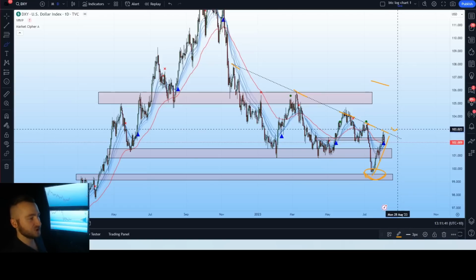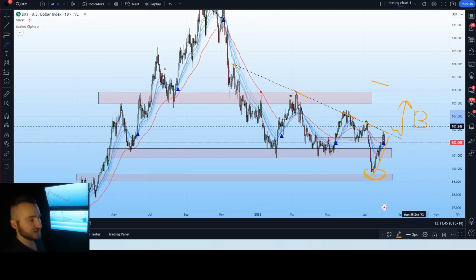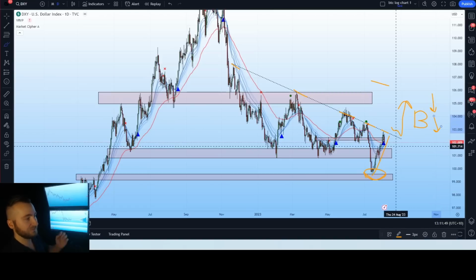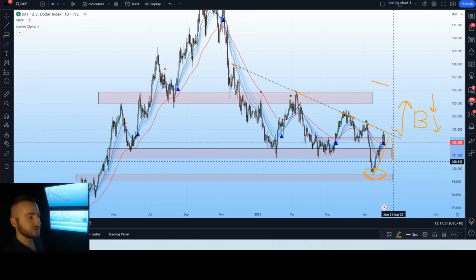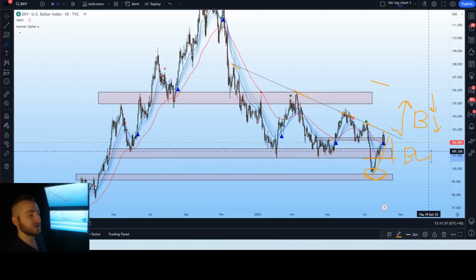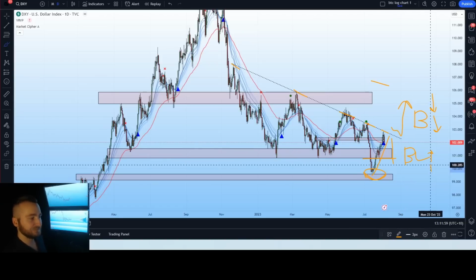If we break out over here, this will be very bearish for the markets. It could push the stock market lower. It could push Bitcoin lower. If the price rejects and continues downward, losing these supports, this will be very bullish, and it could provide a decent amount of support and relief for both cryptocurrency and stocks.